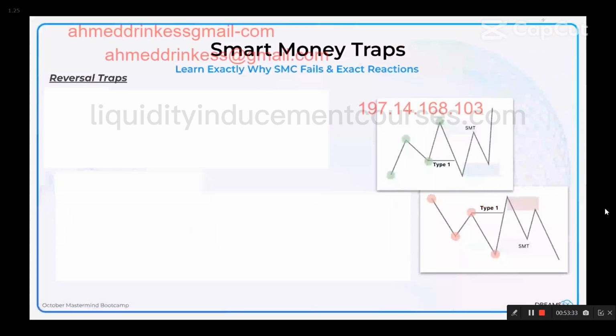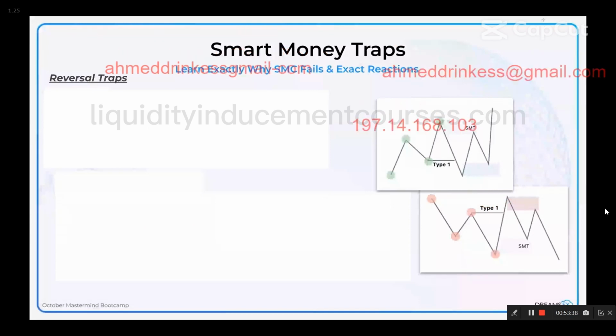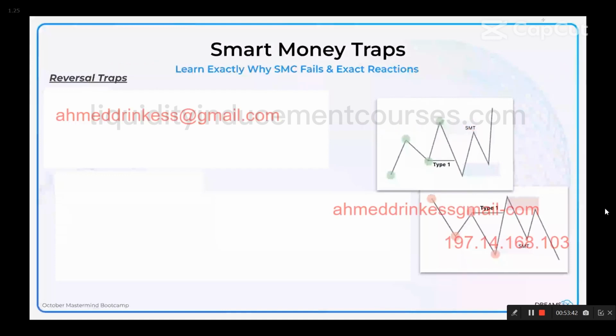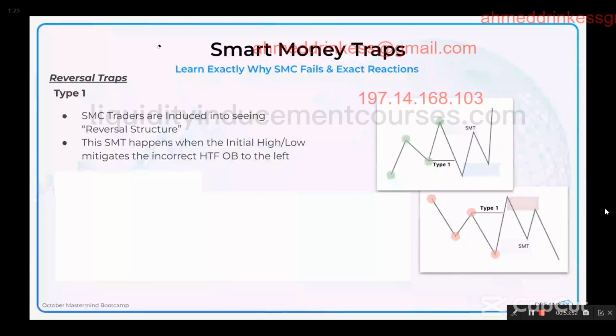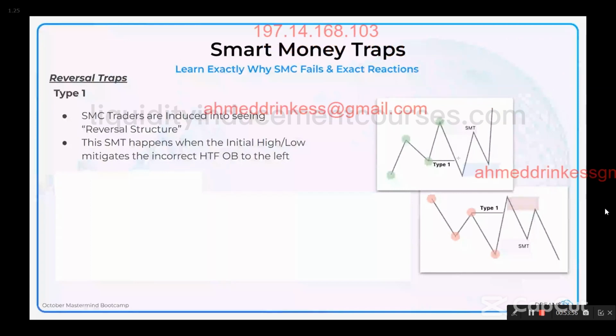So now that we know what SMTs are, or we at least have a diagram of it, let's see exactly how we can approach these. These are reversal traps, and these are our type 1 reversal traps. SMC traders are induced into seeing reversal structure. What this means is that after the inducement is collected, we know the SMT is going to appear in a buy side scenario.